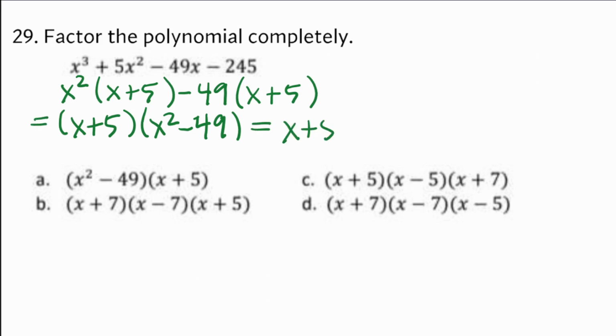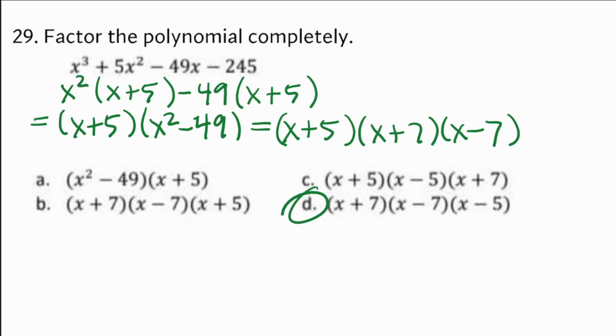So it's x plus 5, and x squared minus 49 is going to be x plus 7 times x minus 7. And there it is. No, that's not it. That was x minus 5. Okay, gotta be careful. It matches completely. Okay, x plus 5, x plus 7, x minus 7. Yeah, that's it.